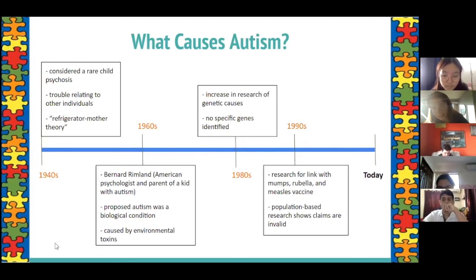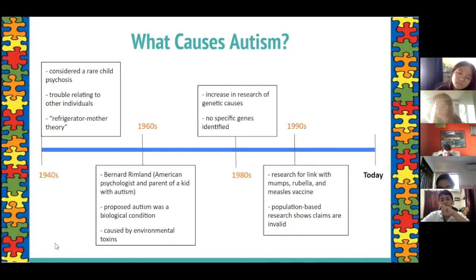Then in the 1980s, there was an increase in research for the genetic causes of autism. Many people started thinking, okay, maybe there's a specific gene because it seems to run in families. So maybe there's a specific gene that causes autism, but they weren't able to identify any specific genes.